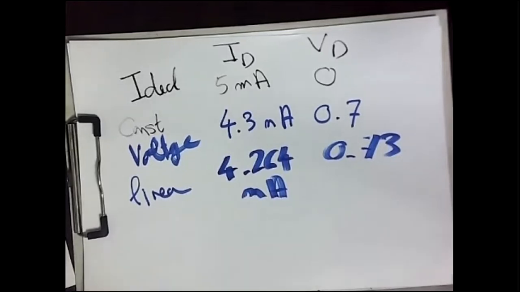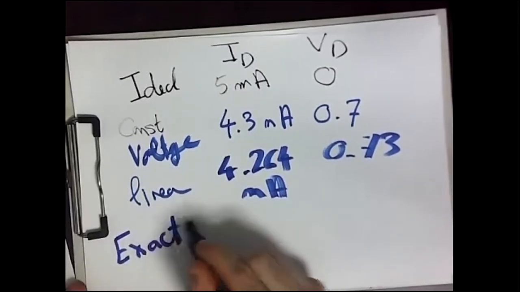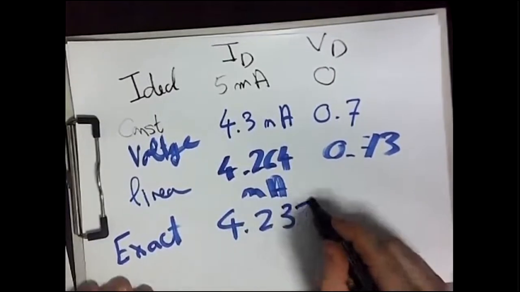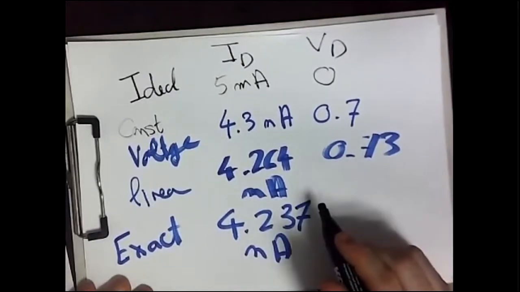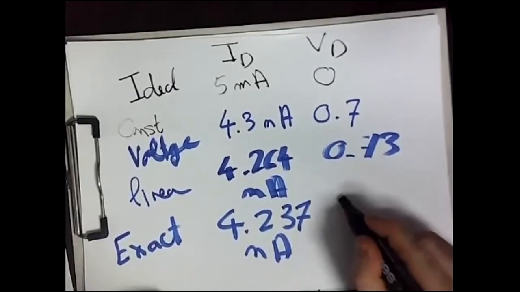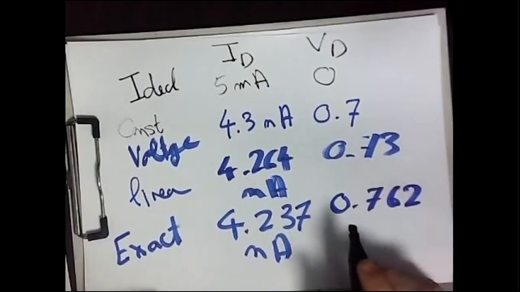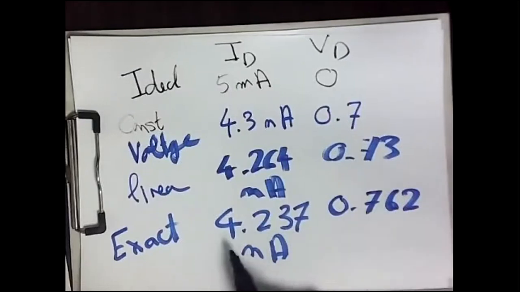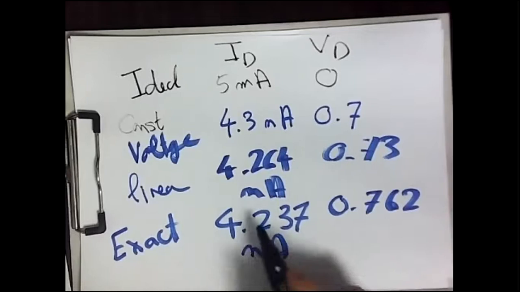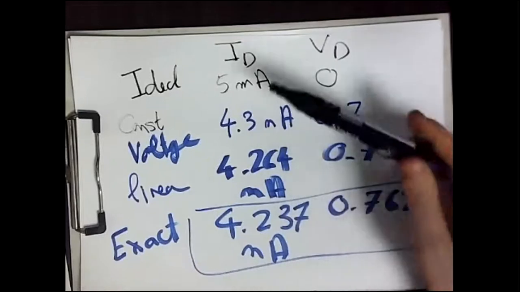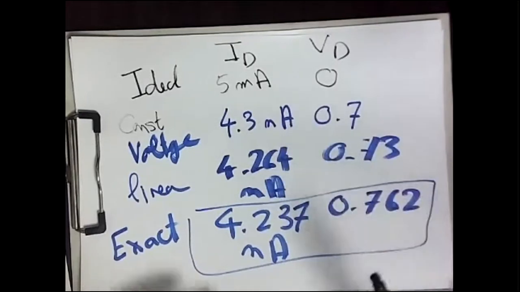If we return back to the head of the question, it gives us the exact values for the I and V. So the exact values are 0.237 milliampere and 0.762 volt. So, as a result, we have these exact values.